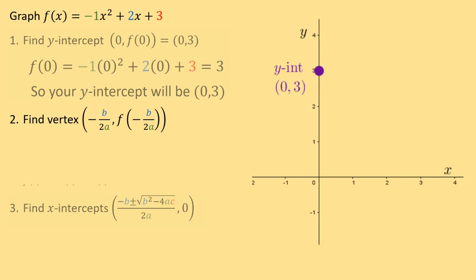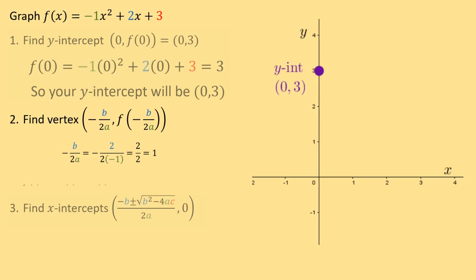Next, we want to find the vertex of our quadratic function. Since it is in standard form, we know that our vertex is going to be negative b over 2a, comma f of negative b over 2a. So negative b over 2a is going to be negative 2 over 2 times negative 1, which equals 2 over 2, which gives us 1. That's the x value of our vertex.